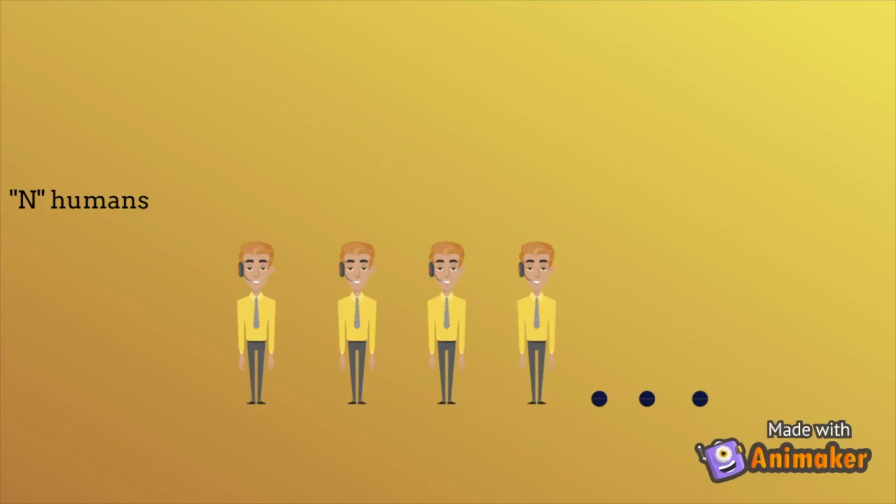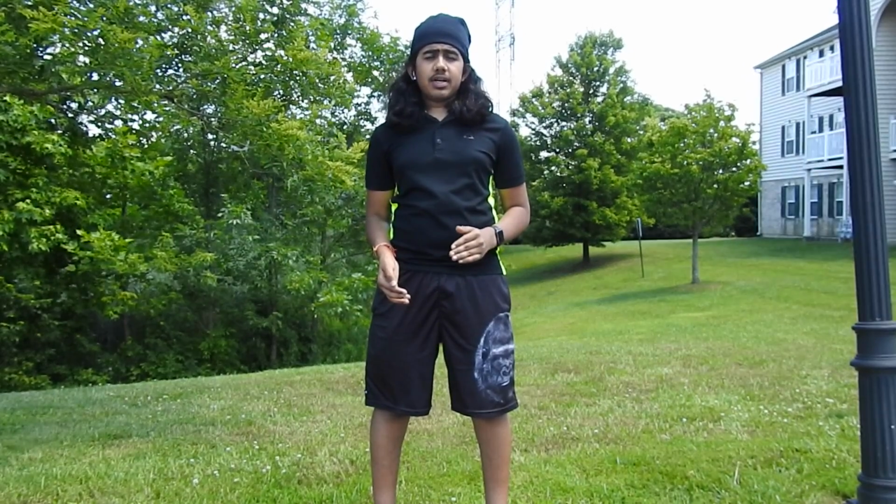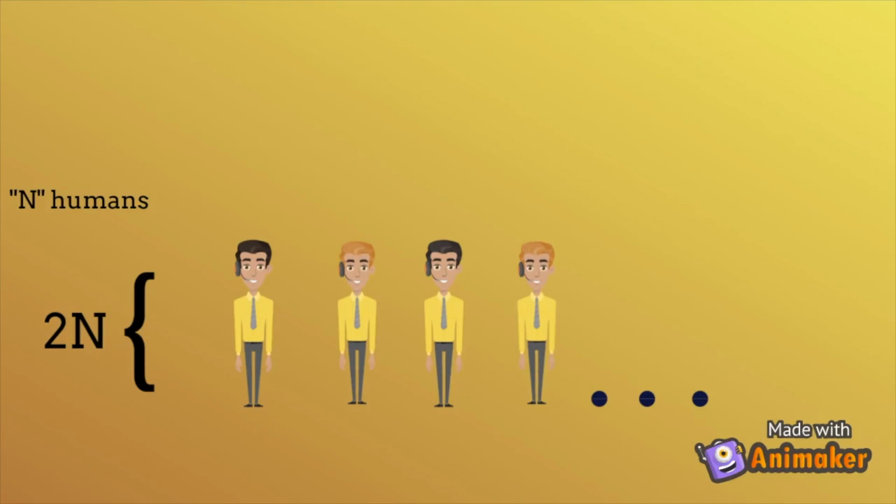Let's consider a population of N humans, in which each human has two alleles. Now let's look at a specific allele in this population. In this case, how about the allele for black hair? Essentially, we want to trace these alleles back through generations until they coalesce or come together at a certain point.